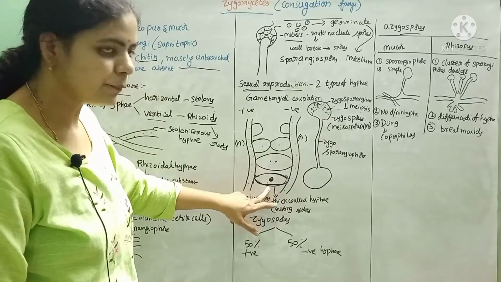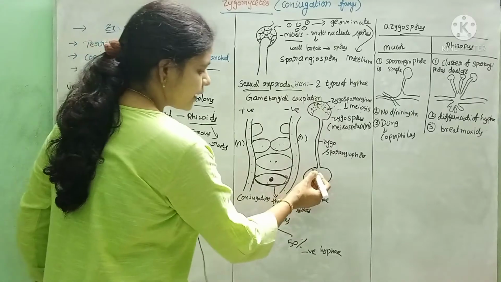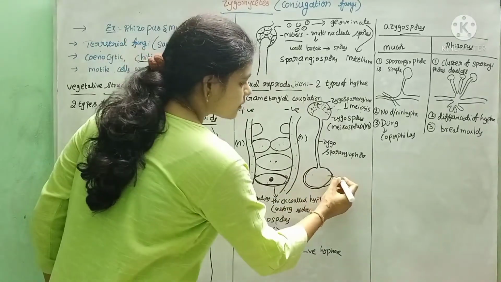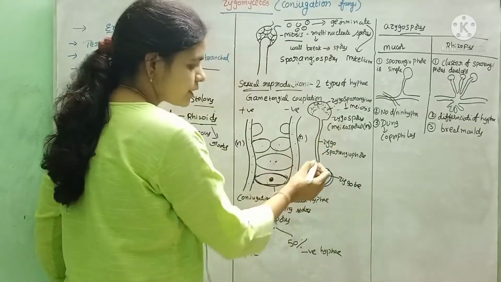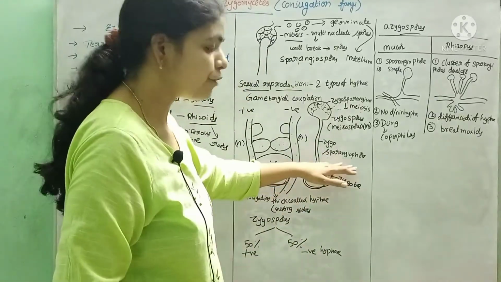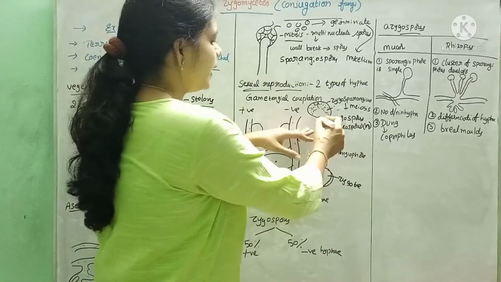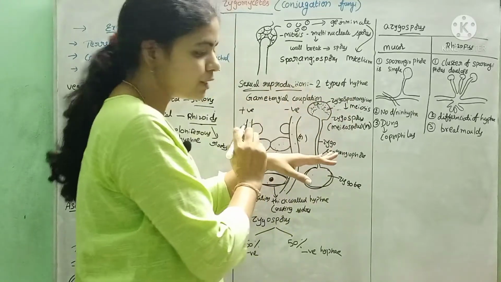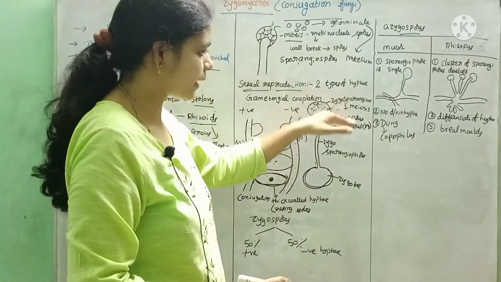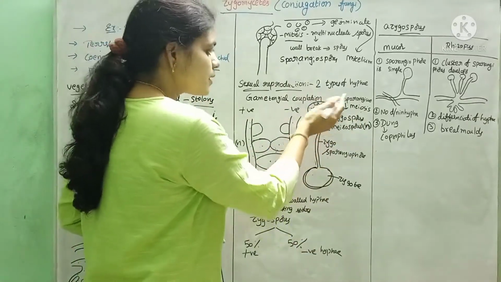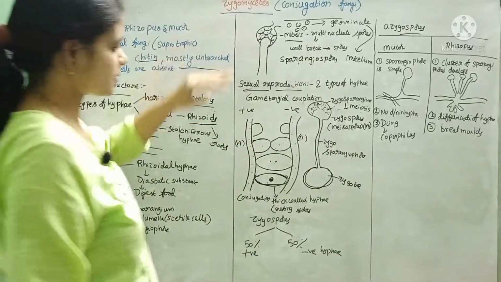Instead of developing into mycelium, from this zygote, an erect tube-like structure is developed, which is called the zygosporangiophore. At the end of this zygosporangiophore, a bulged structure is formed, which is called the zygosporangium. Because of the zygote and zygosporangia, the name is zygomycetes, right?